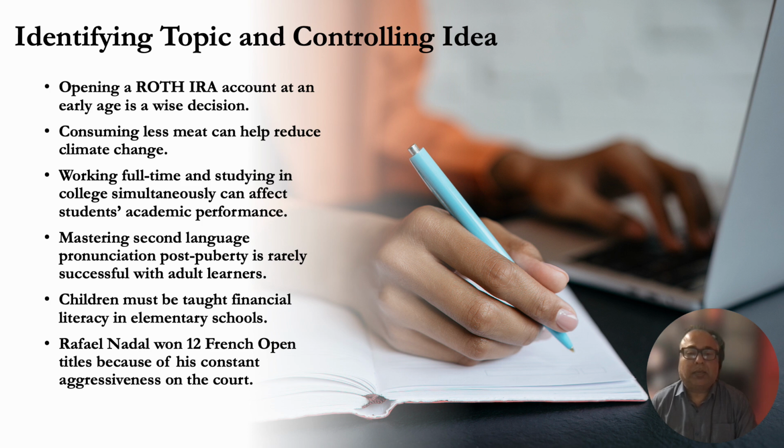So opening a Roth IRA account is the topic of this sentence. And what is the controlling idea? That it's a wise idea to start contributing early, at a young age. Once we know that the controlling idea is to start contributing at an early age, that is the point that will be developed in the rest of the body paragraph. I have another lesson on writing well-developed body paragraphs. That's a separate lesson. For now, let's just focus on the topic sentence. Do the rest by yourself and see if you can identify the topic and the controlling idea.